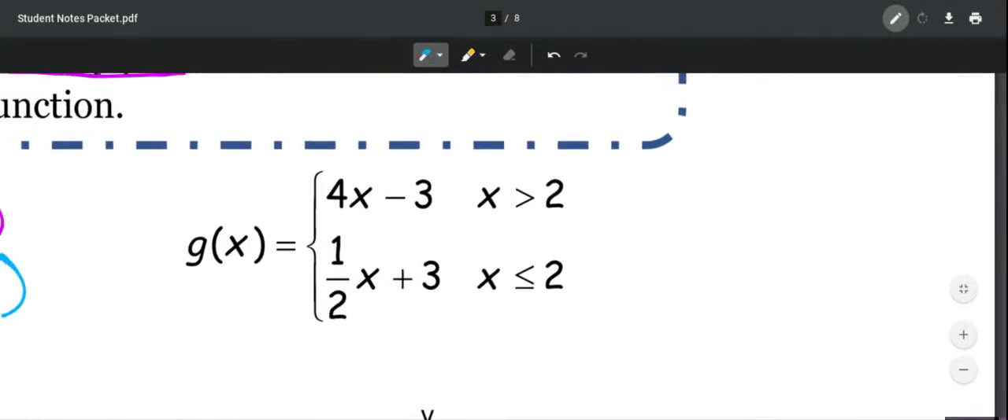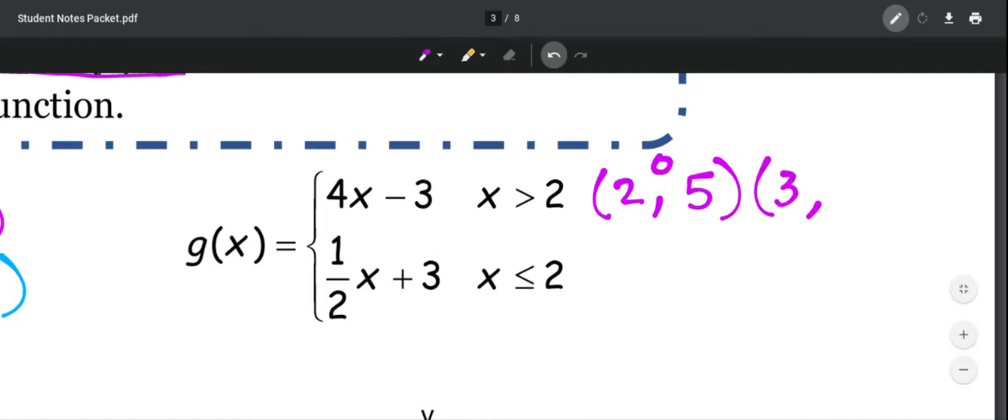So your first point starts with a 2 because that's your boundary point. Okay, this is where we start. I plug it in. 2 times 4 is 8. 8 minus 3 is 5. And that is going to be an open circle because there is no equal sign underneath. So I need to pick another number greater than 2. And you can be as creative as just 3, and that's fine.